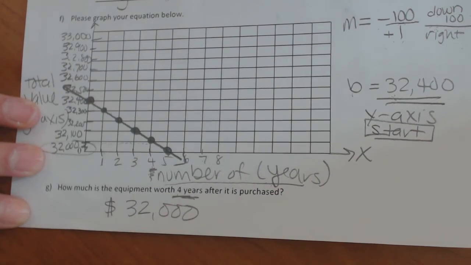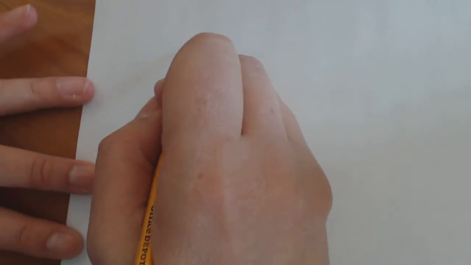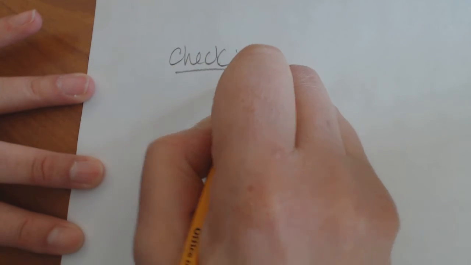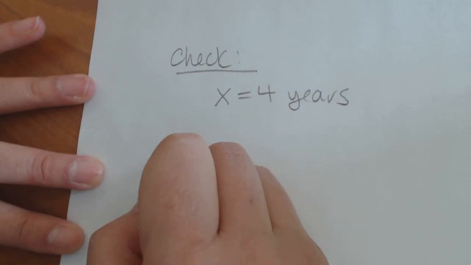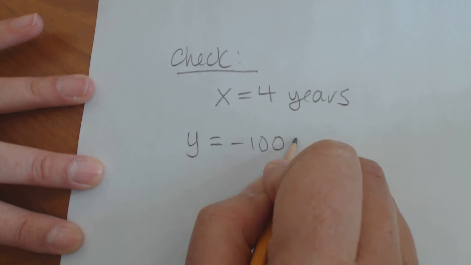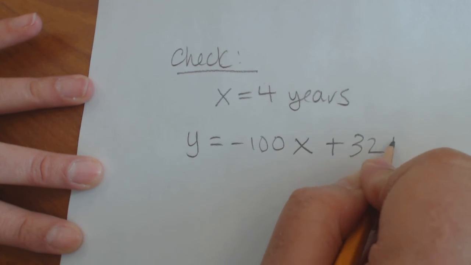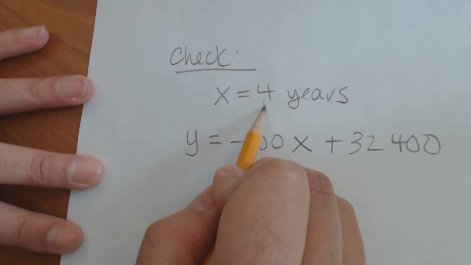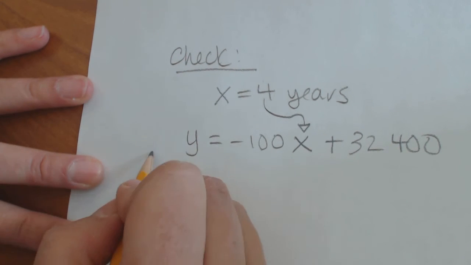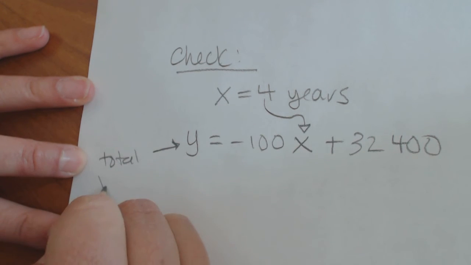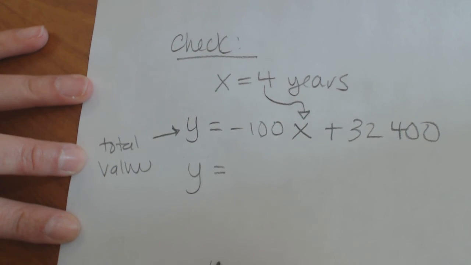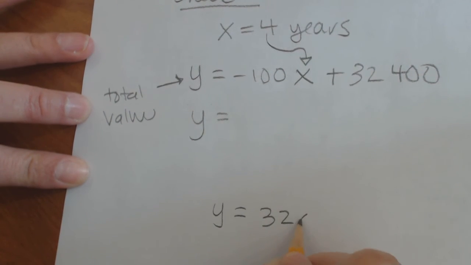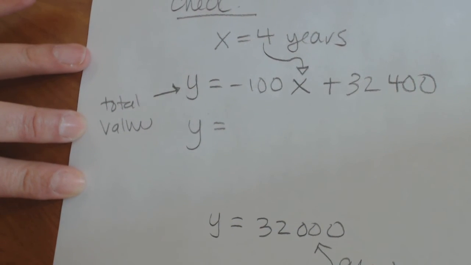Now, I'm going to have you check this quick, okay? So we need 4 years. I'm going to flip this over. We are going to do a quick check because we are mathematicians and that's what we do. Our years is 4. That is our x value. We have an equation, y equals negative 100x plus 32,400. Let's put the number of years in to see what my total value will result. My graph told me that it results in $32,000. This is my graph. Let's see if my equation is going to be correct.